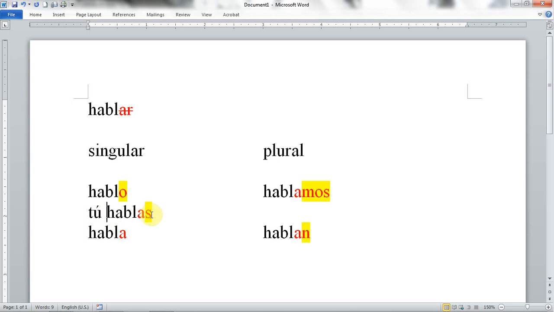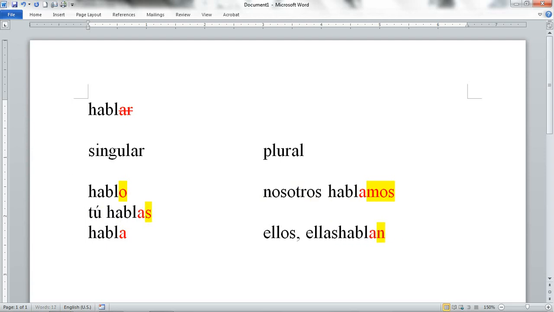There's just one tense that does not have S at the end. Every single Spanish tense that has mos at the end is nosotros. Every single Spanish tense that has an N at the end is ellos, ellas, o ustedes. Do a shorthand like this.